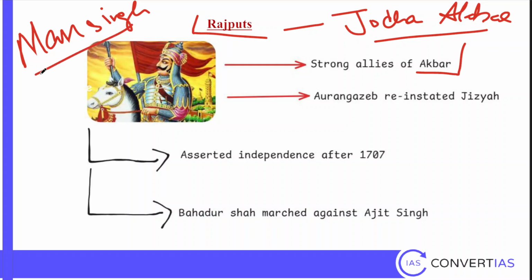Man Singh was given a higher mansab. I already told you what is mansab. Man Singh had one of the highest mansabs in the Mughal court, and he fought the battles of Akbar for him because he was a strong ally.